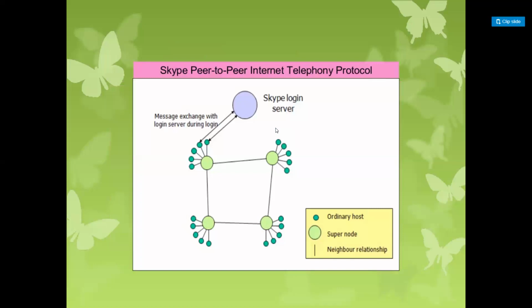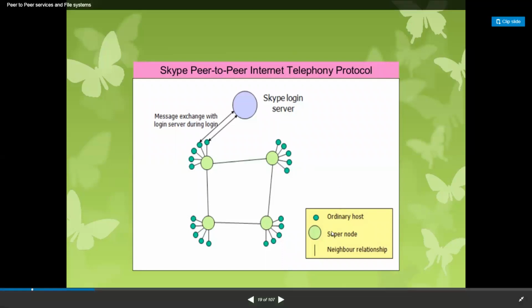Skype peer-to-peer call telephony protocol. See, the green colored ones are the ordinary hosts. This is the super node, and these are the neighboring relationships. Here, see, for one super node, several ordinary nodes are connected to the super node. Here also the same.